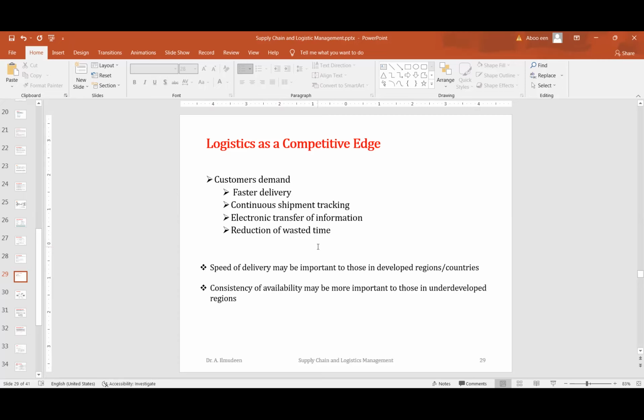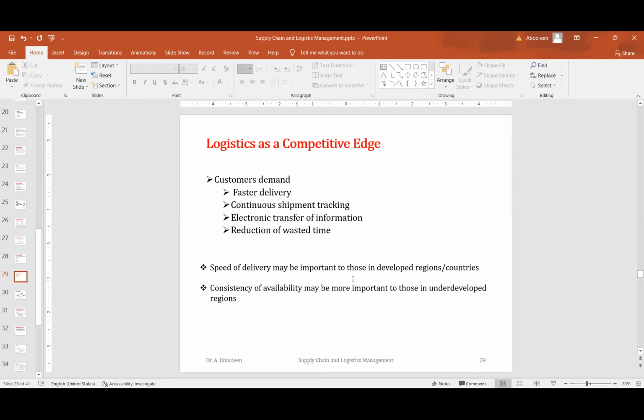Reduction of wasted time, so faster delivery, minimum delivery time. They don't want to wait for a longer period for their ordered product. So when a company is efficient, or able to manage all these four things, they can enjoy the competitive edge.